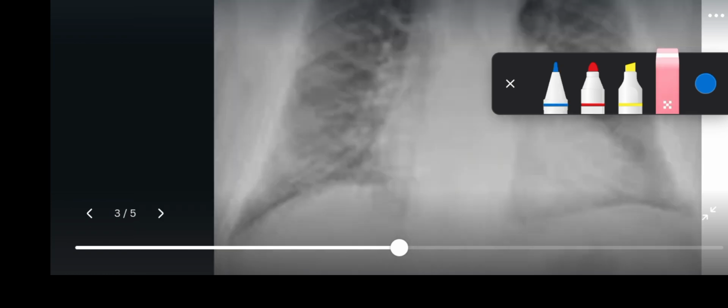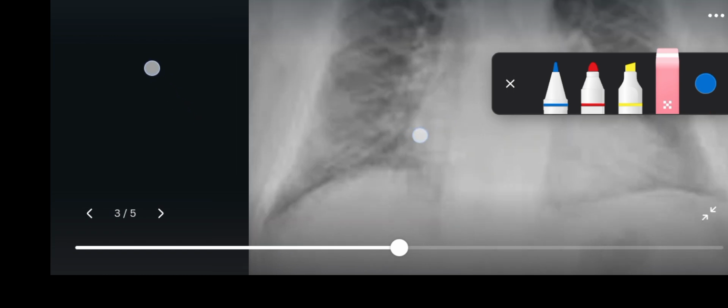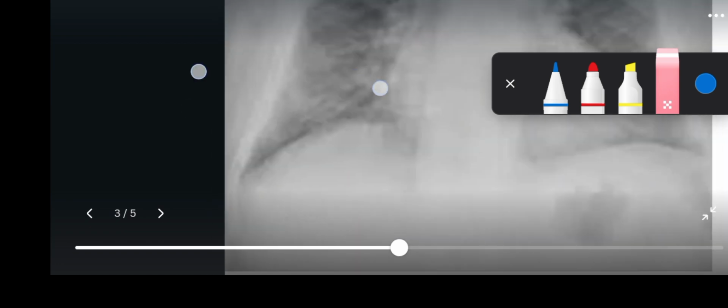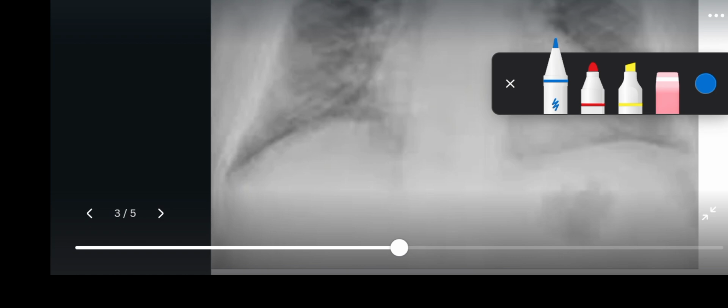Then we'll look at the next one, which is a Kerley line. Now, Kerley line is a manifestation of fluid expanding the interlobular septal interstitium. It will have Kerley B line. It's found at the periphery of the lungs. It's about 2 mm or less than that. So you see this tiny line projected out of the lung periphery. That is the Kerley B line. So it's a sign of pulmonary edema.